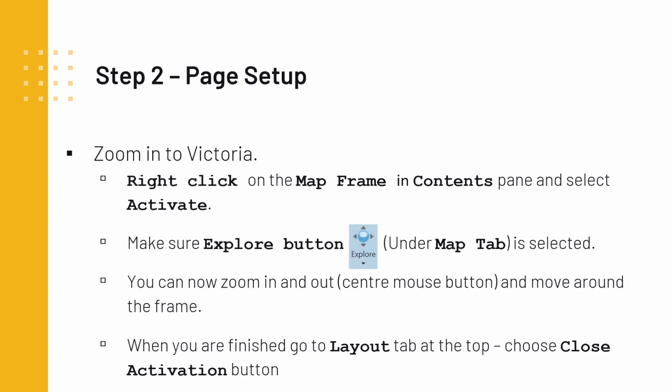So now zoom in, zoom out with your center roller button, or pan around with the other buttons on your mouse. When you're happy, go to the top at the Layout tab and choose close activation button.